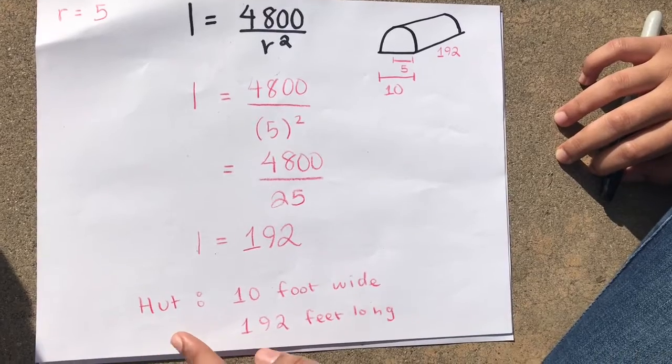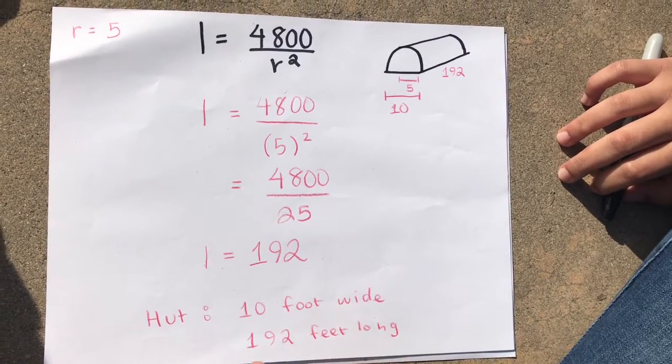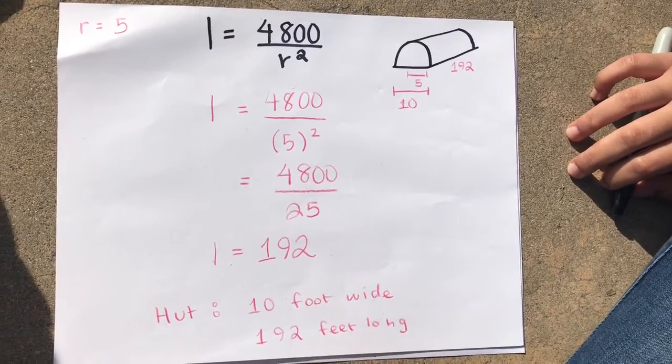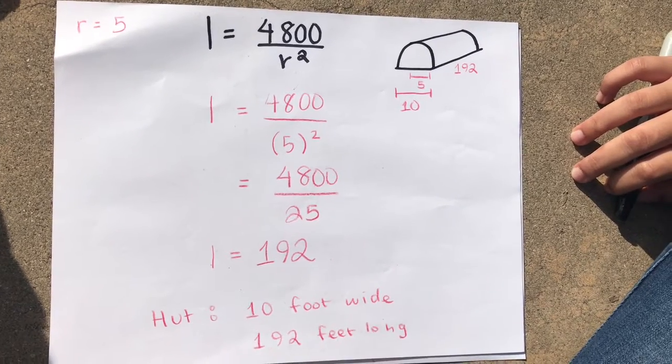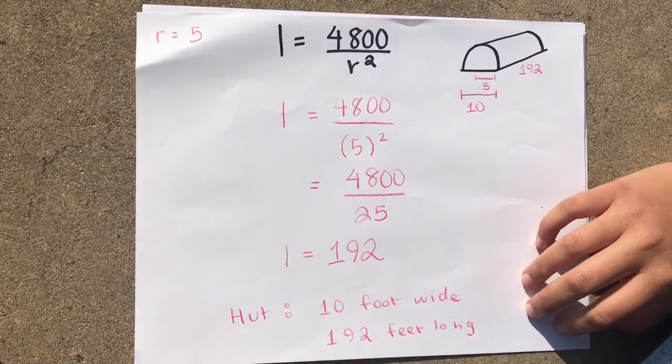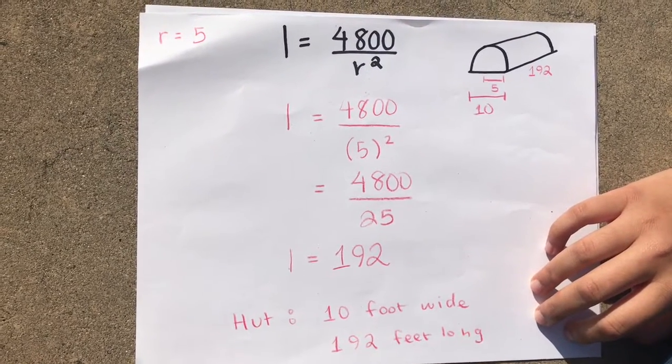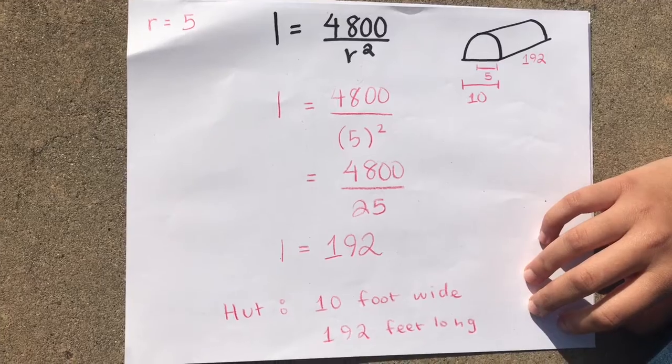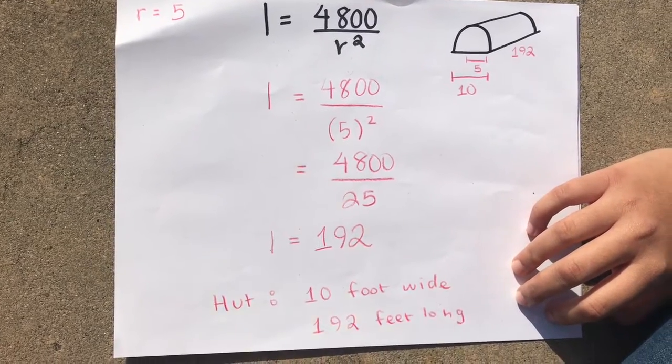So we find that a hut that is 10 feet wide and 192 feet long has the same volume as a common Quonset hut, which is 20 feet wide and 48 feet long. So even though the volume of both of these are the same, because of the great difference between the dimensions, the surface area will also greatly vary.